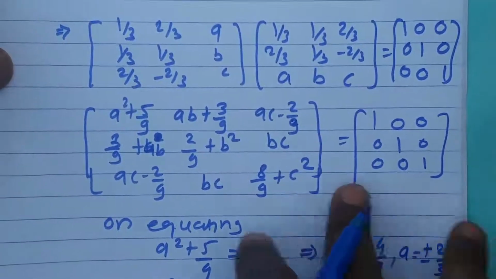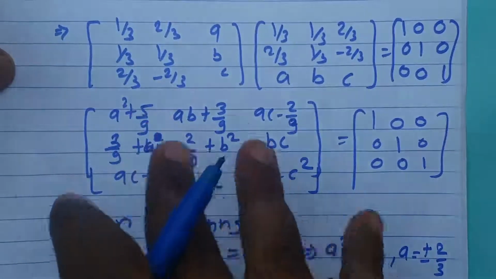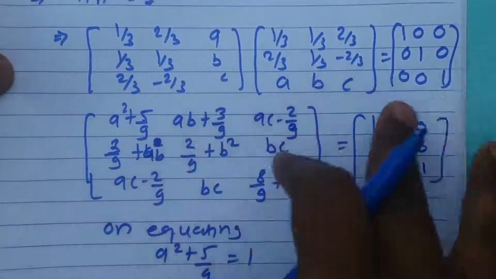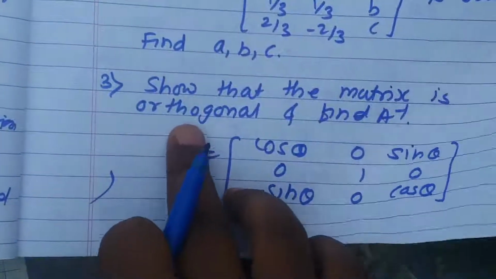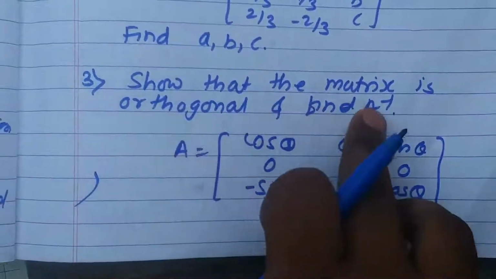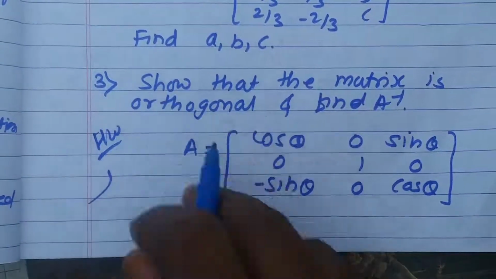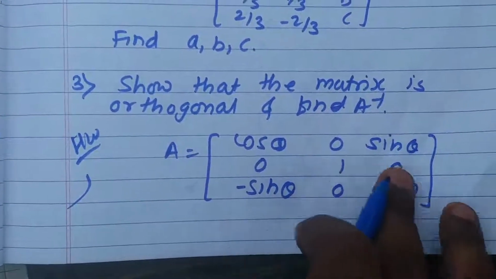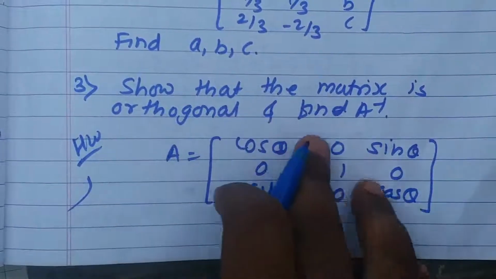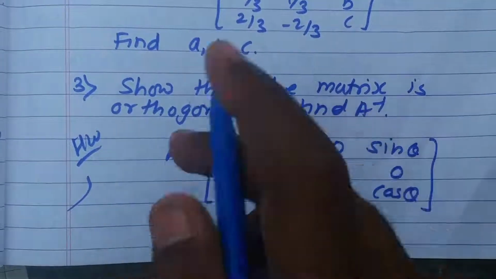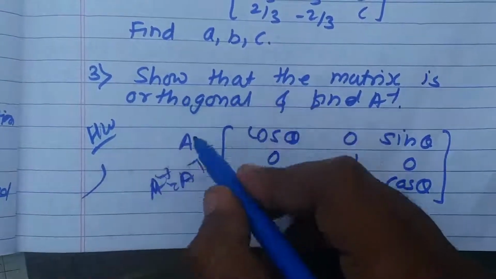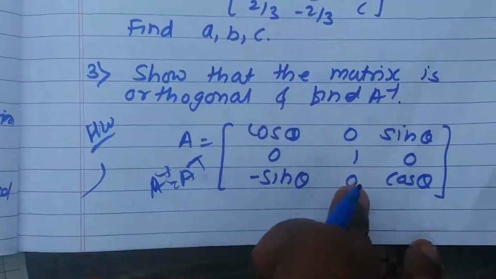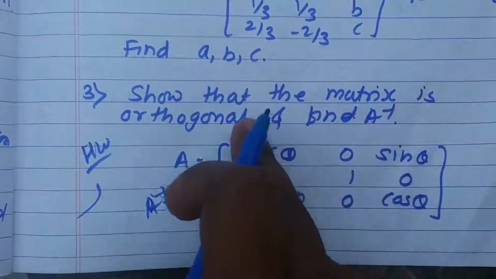Don't equate all the 9 equations. Just take the equations that will give you the values of a, b, c. Now one more problem remains. Problem number 3: show that the matrix is orthogonal and find A inverse. I am leaving this for you. Use the definition A into A transpose, show that it is equal to the identity matrix, and after proving that, how will we obtain A inverse? For an orthogonal matrix, A inverse is equal to A transpose. Use that condition. Simply by taking the transpose, you will get the inverse of that matrix. But you need to show that it is orthogonal first.